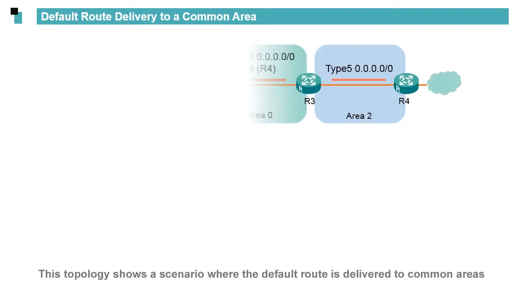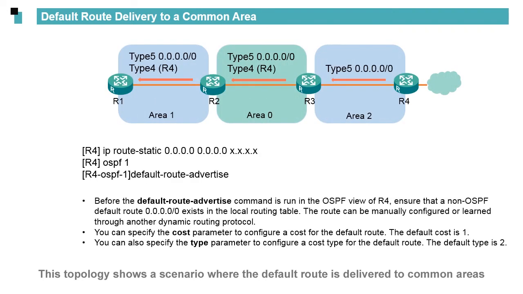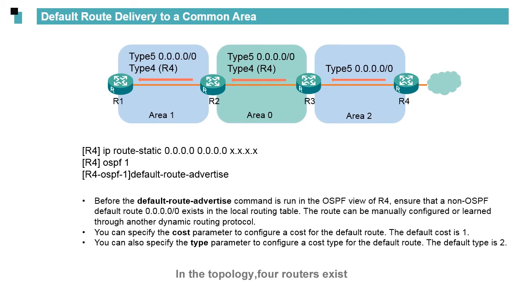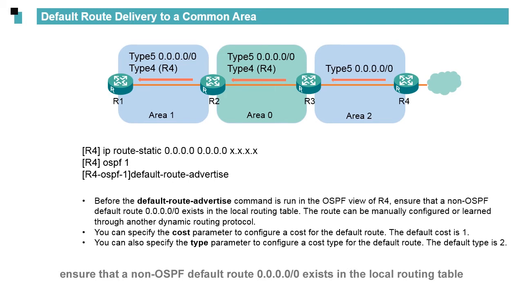This topology shows a scenario where the default route is delivered to common areas. In the topology, 4 routers exist. R4 is connected to an external network. It is required that a summary route to the external network rather than specific routes be imported to OSPF. Before the default route advertise command is run in the OSPF view of R4, ensure that a non-OSPF default route 0.0.0.0/0 exists in the local routing table.